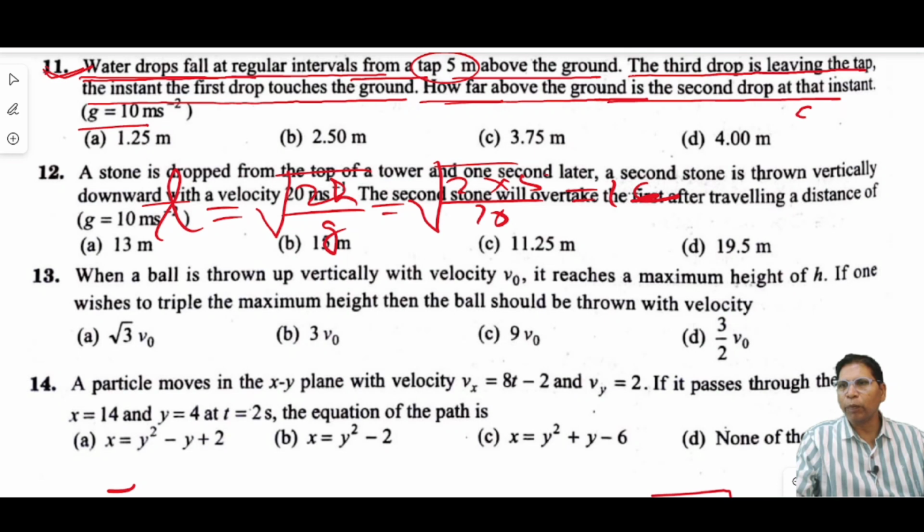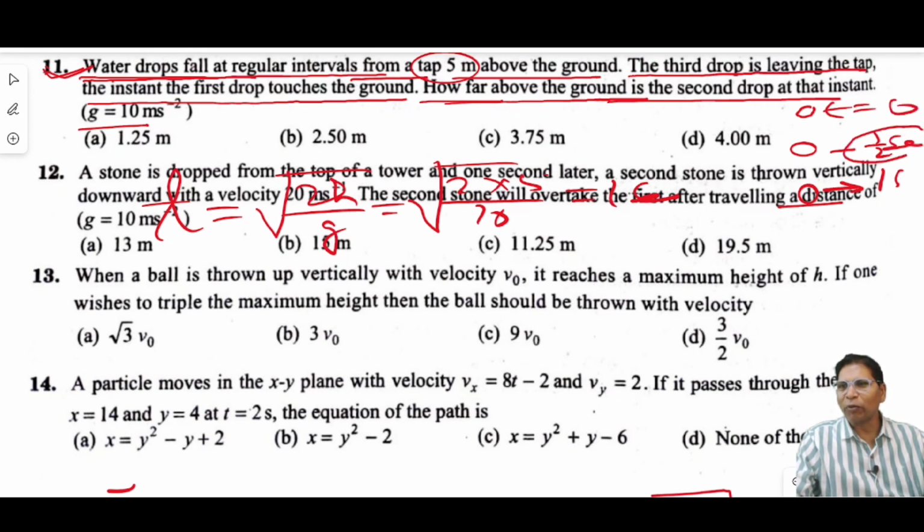This is the position of the third drop, this is the position of the second drop, and this is the position of the first drop. So the first is on the ground, its time of fall is 1 second. For the second, the time of fall is half a second, and for the third, the time of fall is 0.